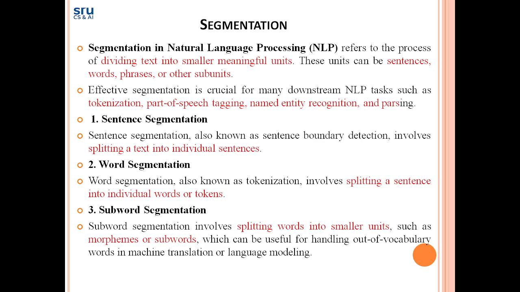Sentence segmentation involves splitting a text into individual sentences. Word segmentation involves splitting a sentence into individual words or tokens. Subword segmentation involves splitting a word into smaller units, such as morphemes or subwords. This is useful for handling out of vocabulary words in machine translation or language models.